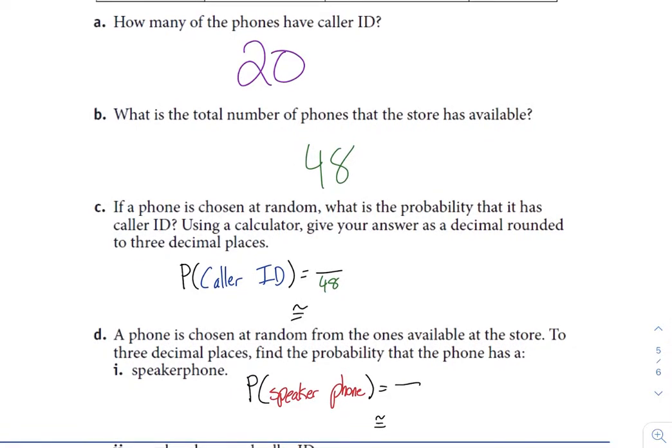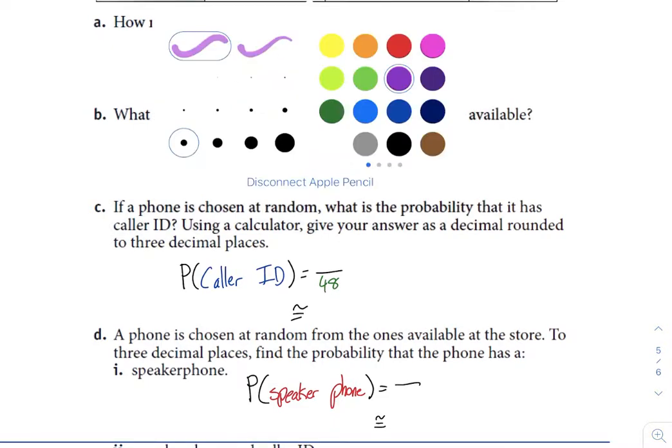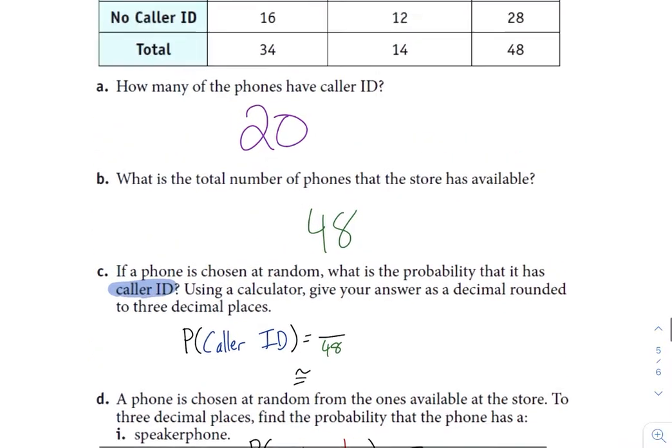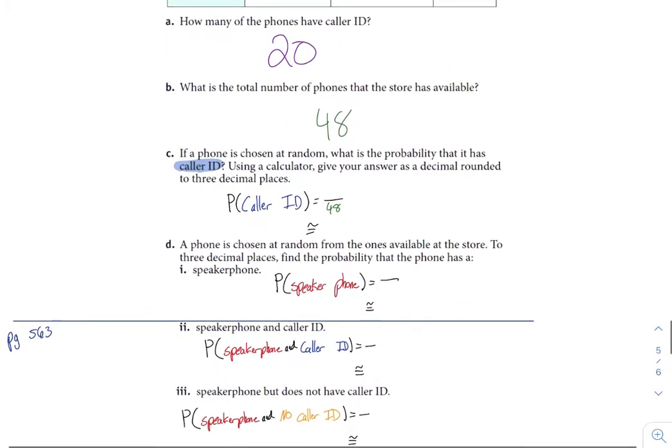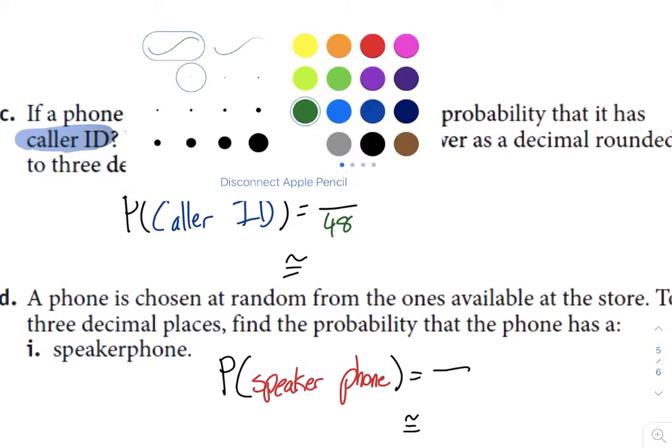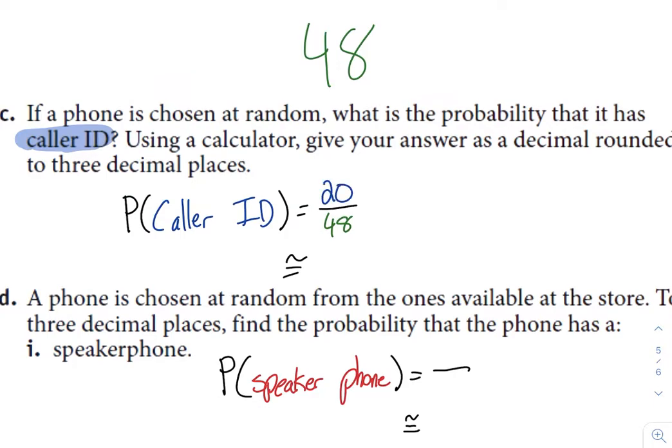When I'm doing any kind of math problem, I like to put in the information that's probably the easiest to find. We just found the total, so let me just throw that in there. So now I just need to worry about the numerator, which would represent how many phones have caller ID. That's the scenario they're giving us, phones with caller ID. So I'm going to go over to the caller ID row and look at the total, which in this case is 20. So the probability of getting one of these phones at random and having caller ID is 20 over 48.